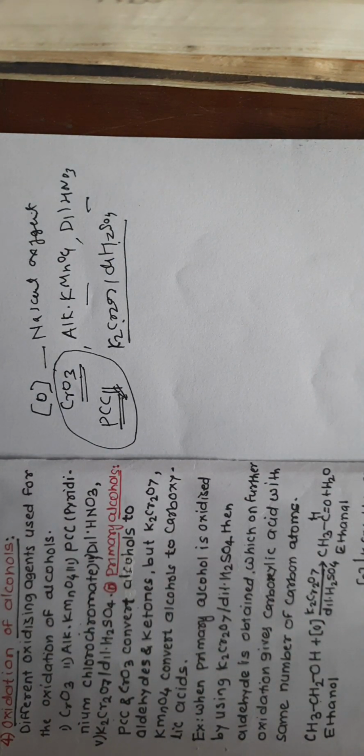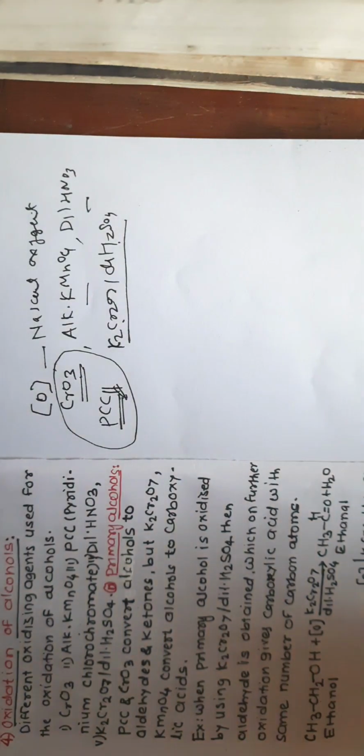Now when a primary alcohol is oxidized using K2Cr2O7 and dilute H2SO4, then an aldehyde is obtained, which on further oxidation gives a carboxylic acid with the same number of carbon atoms. That is important. After the oxidation of primary alcohols, we get an acid that contains the same number of carbon atoms. In secondary alcohols, the obtained acid contains one carbon atom less. And in case of tertiary alcohols, oxidation gives acids with two carbon atoms less than the alcohol. That property is used to distinguish between primary, secondary and tertiary alcohols.